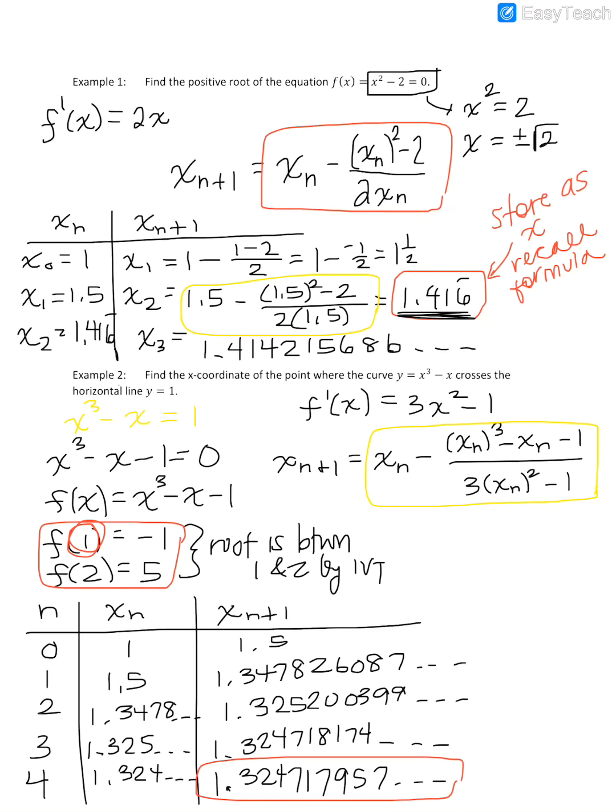If you were to type into your calculator the x cubed minus x as your y1 and your y2 as 1, and then you do an intersection, you should get this answer back if you were to check that. All right, so this is Newton's method.